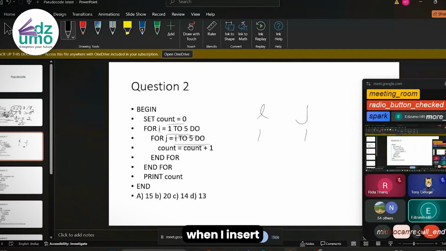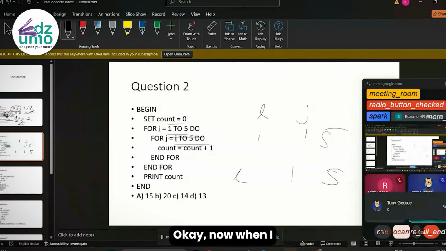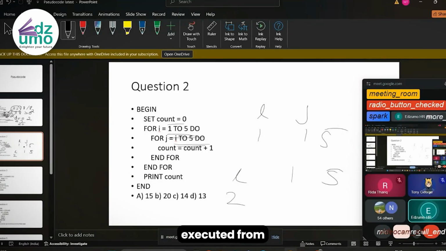So remember, when I's value is 1, j will run from 1 to 5. Isn't it? So the inner loop gets executed 5 times. Now, when I becomes 2, j will get executed from 2 to 5. When I becomes 3, j gets executed from 3 to 5.